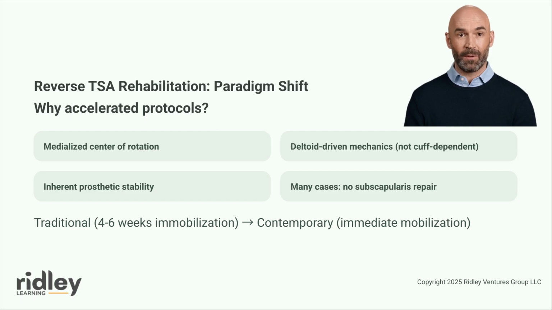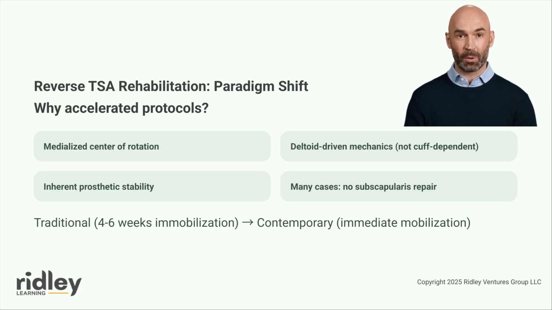The fundamental biomechanical differences between reverse and anatomic prostheses, including medialization of the center of rotation, recruitment of the deltoid muscle to compensate for rotator cuff deficiency, and inherent prosthetic stability that does not rely on intact rotator cuff function, permit earlier active mobilization and more aggressive functional training in most patients.